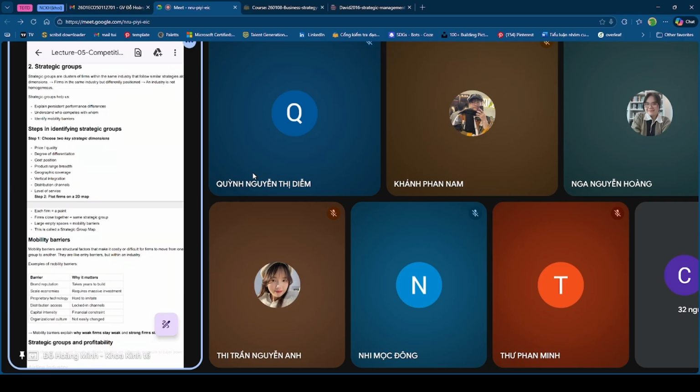And the next dimension is your selection, your choice of the channel. You can develop your own distribution channels, or you distribute your product through the distribution channels of the whole industry. So it's different.